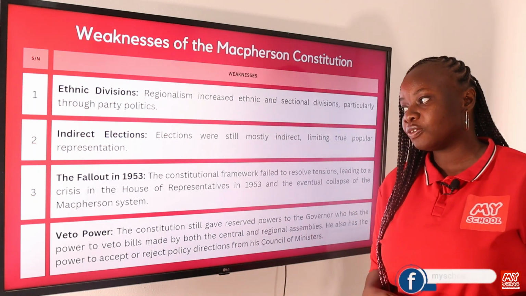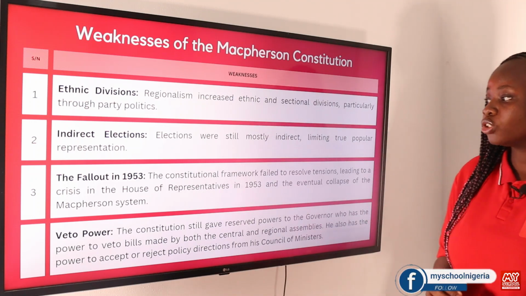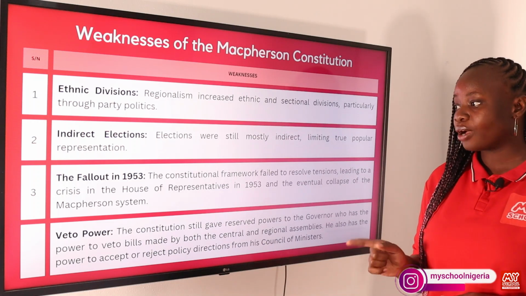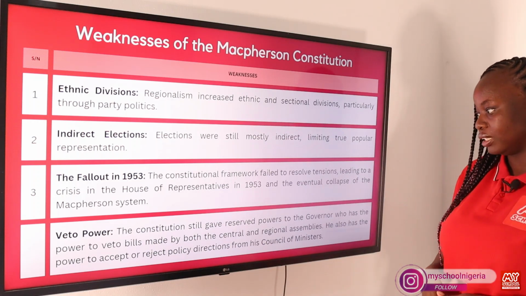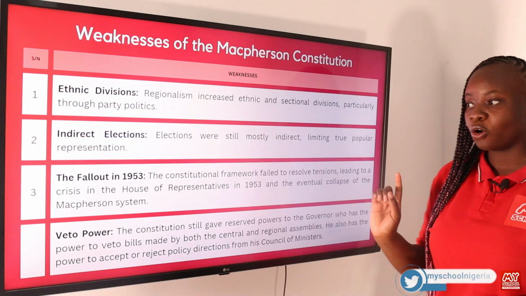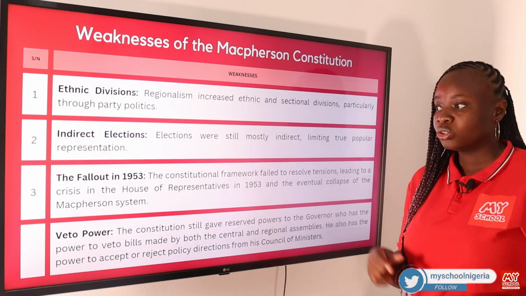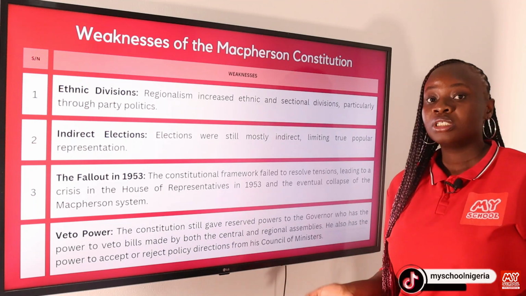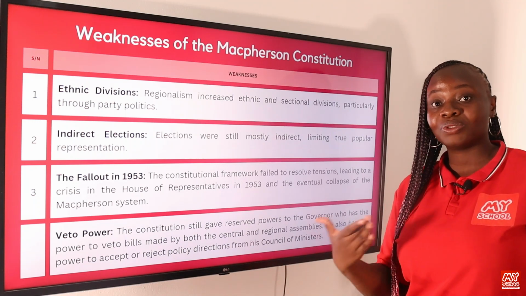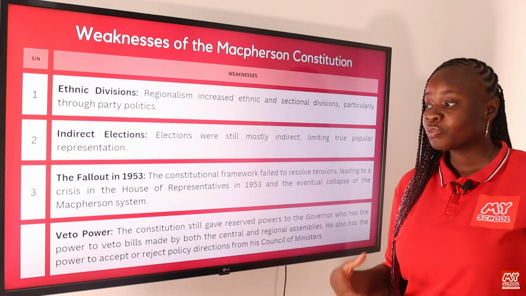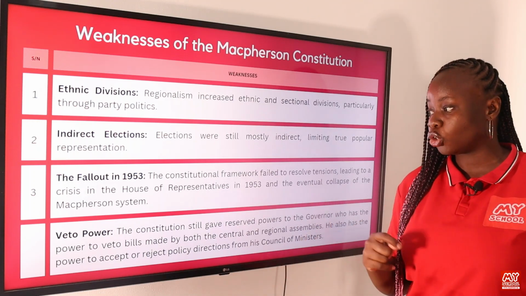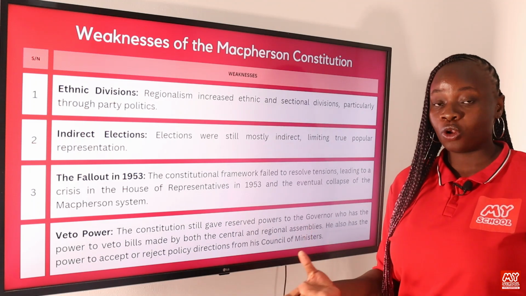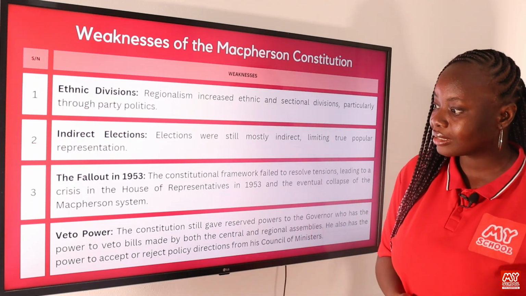The fallout in 1953 was also another weakness. The constitutional framework failed to resolve tensions, leading to a crisis in the House of Representatives in 1953 and the eventual collapse of the Macpherson Constitution. So that motion for self-government in 1953 led to a lot of fallout. There was the constitutional crisis, there were the Kano riots of 1953, all as a result of the introduction of that motion for self-governance. We're going to discuss this a lot more in the following slides.